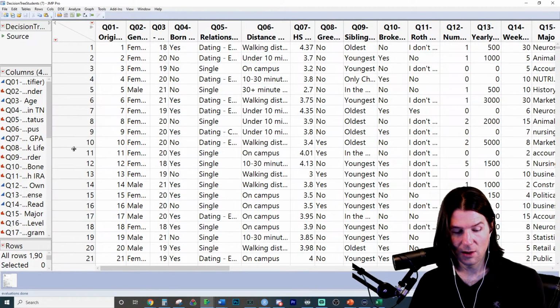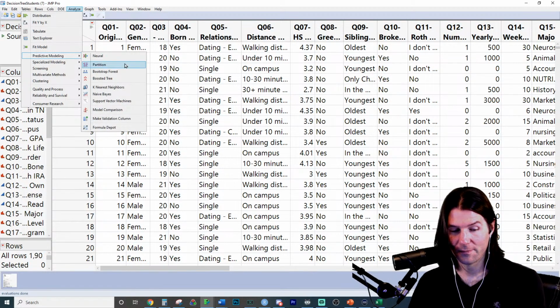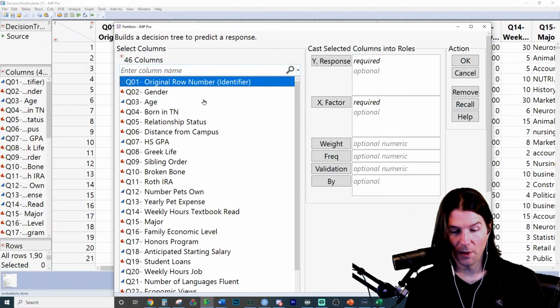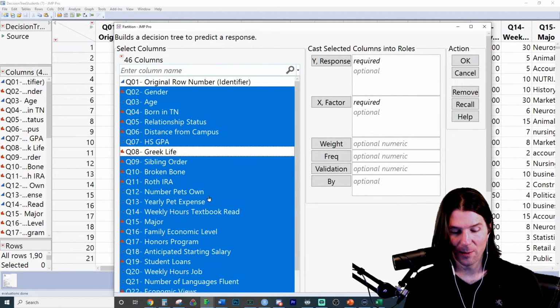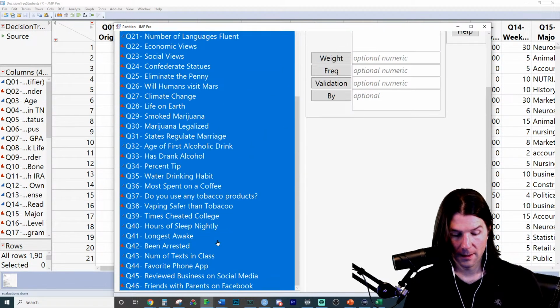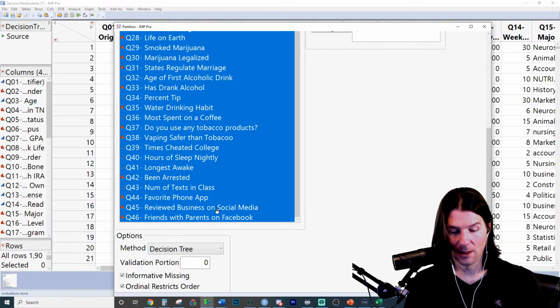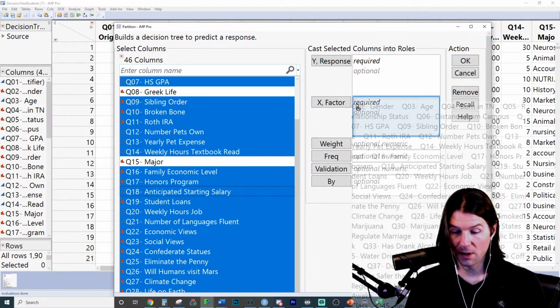JMP got mad because I put the Y variable as an X variable, and it said, no, no, no. I say, okay, then don't put it in both. Then let's go right here. Let's put all the X's in. I'm removing the Y variable this time. Pretty important to do.